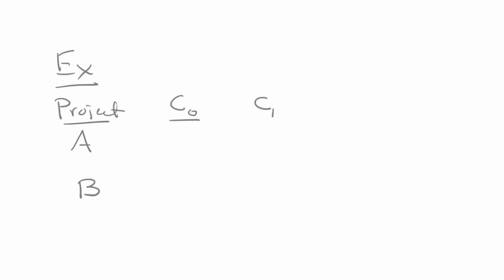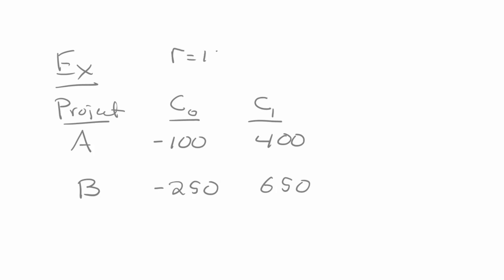Project A starts with cash flow of negative 100, so the cost of Project A is 100. And then the payoff is 400. Project B starts with a cost of 250 and then a payoff of 650. So suppose that our discount rate is 10%. The NPV in each case we can compute. For Project A, it's 264. For Project B, it's 341.